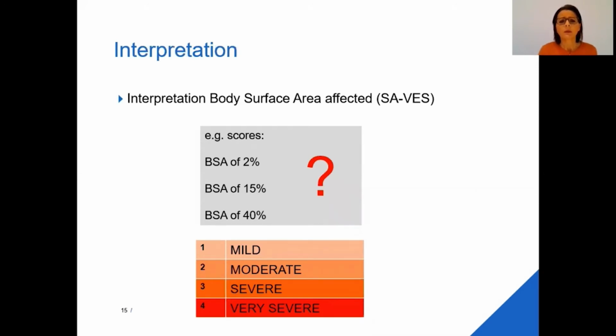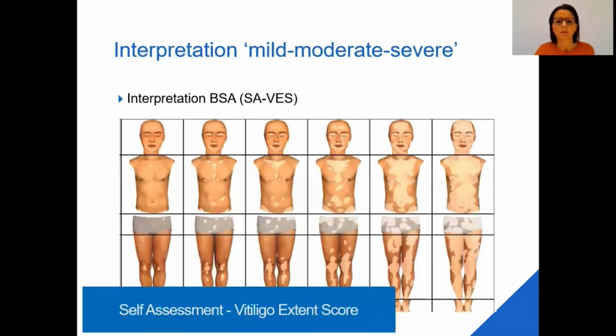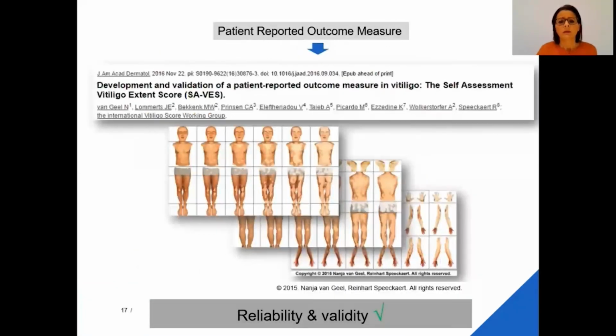So coming now to the interpretation. Because what is, for instance, a body surface area affected of 2, 15 or 40%? Is that mild, moderate or severe? To investigate this question, we used the self-assessment vitiligo extent score. This is a scoring sheet that was based on the physician's version, the vitiligo extent score, and is also validated and published in 2016.